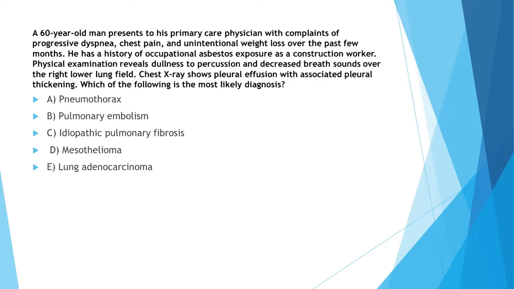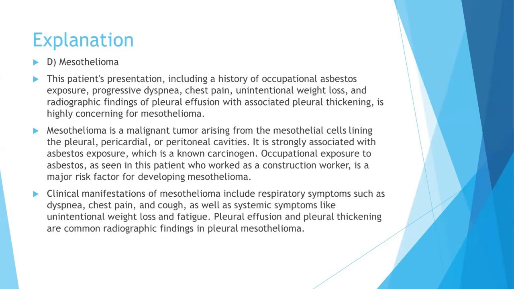A 60-year-old man presents to his primary care physician with complaints of progressive dyspnea, chest pain, and unintentional weight loss over the past few months. He has a history of occupational asbestos exposure as a construction worker. Physical examination reveals dullness to percussion and decreased breath sounds over the right lower lung field. Chest X-ray shows pleural effusion with associated pleural thickening. Which of the following is the most likely diagnosis? So mesothelioma, as you all know.